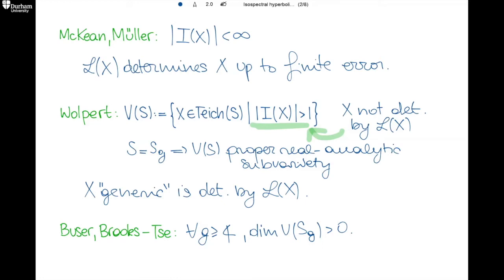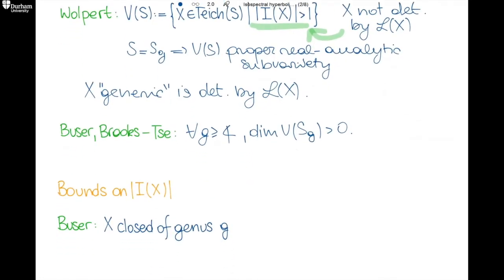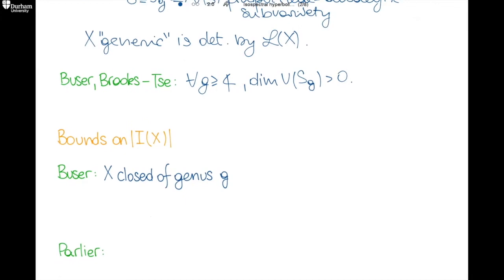Something I said is that the size of an isospectral family is finite. So we can wonder if there's bounds on this, and work on finding bounds of this has also been done. So here the results I'm going to mention are all for closed surfaces. I think they can all be pushed to the case of surfaces with punctures, but they were not explicitly written down in that setup. So just to be sure, I'm going to write everything for closed surfaces.